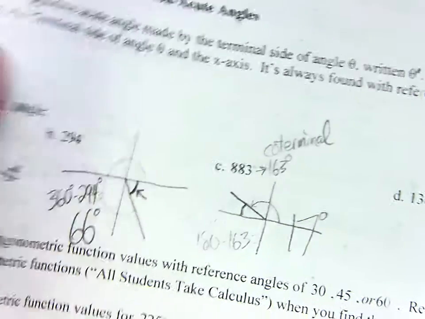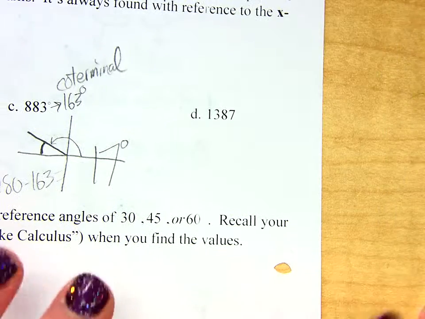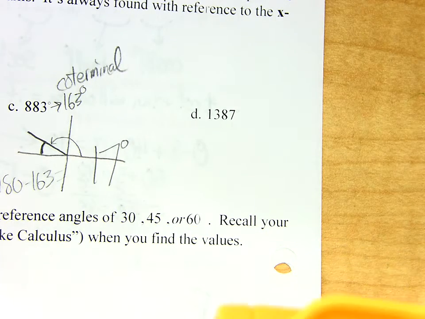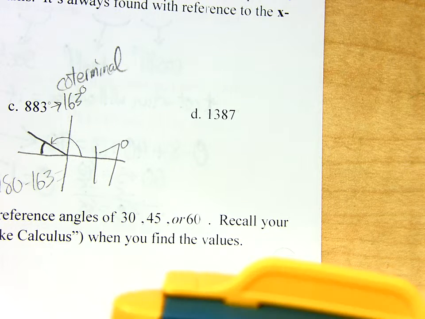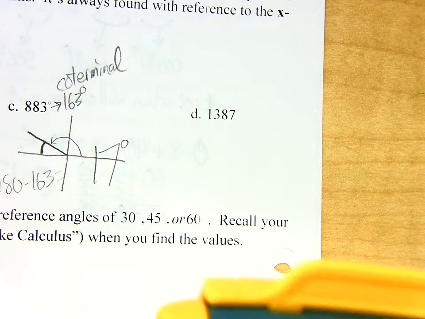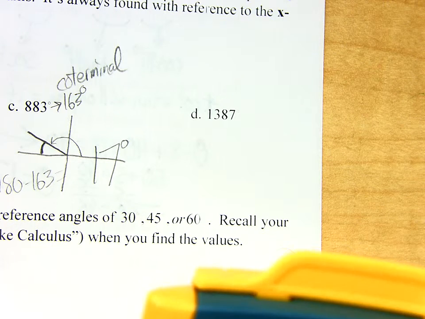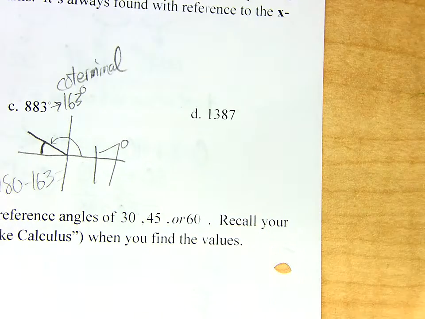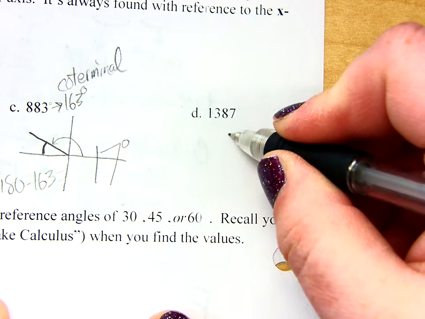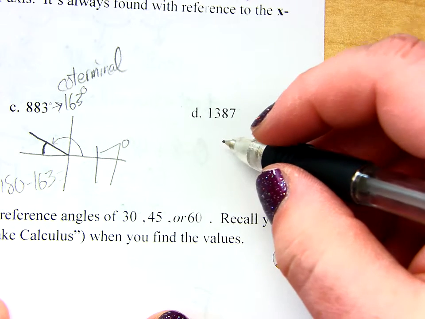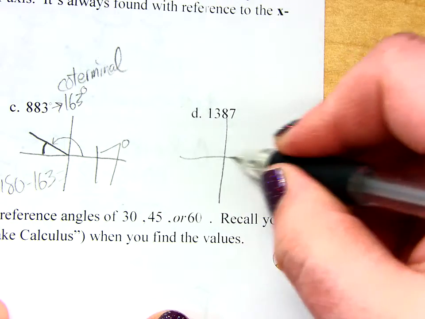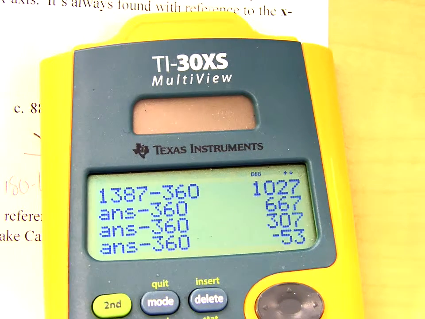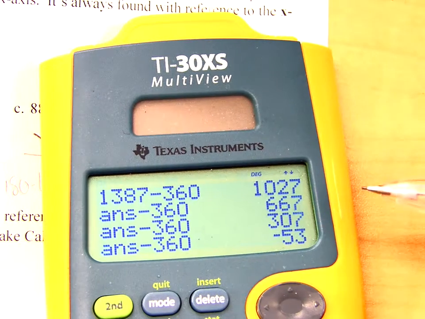Okay, one last one in this. Let's see if we can handle that one. Again, I'm not actually going to deal with a 1,387 degree angle. I'm going to find its coterminal angle first. 307. Or, well, I guess you could do 307, but if you happen to hit the button one more time, it's a negative 53. What quadrant am I in with either one, 307 or negative 53?